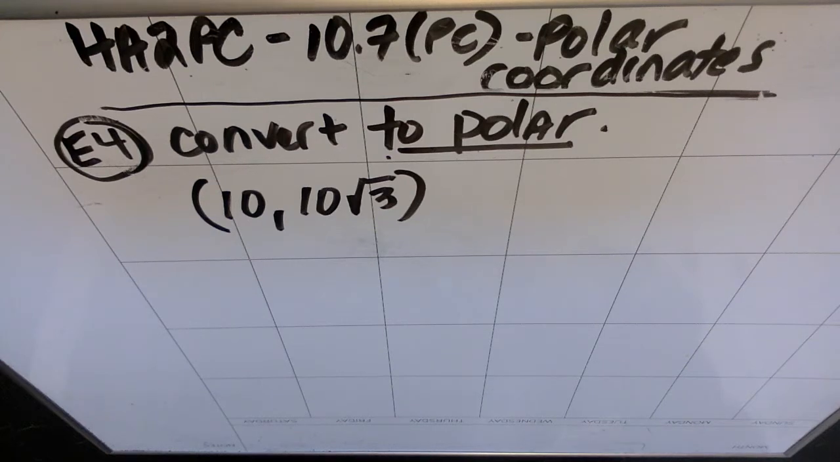So in example 4, we're going to convert to polar again, but I picked something that's a little bit harder in terms of where it is on the unit circle and how we're not always great at knowing where stuff is on the unit circle.